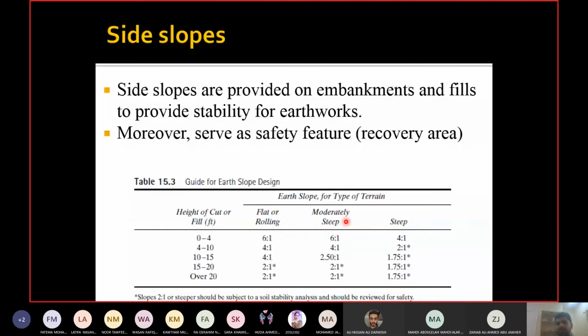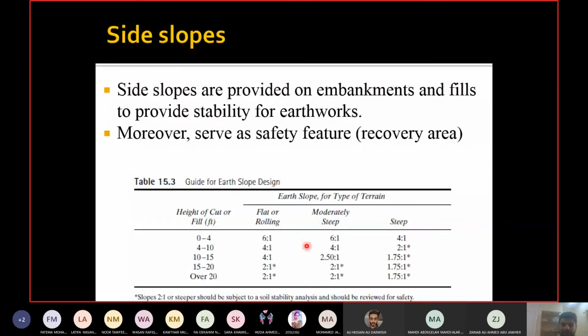But mountainous can be further subdivided into moderately steep and steep. So both of them are mountainous terrains. Both these columns are for mountainous terrains, but mountainous terrains can be subdivided into moderately steep and steep. Now, what effect the height and the terrain is having on the side slope? Let us look at that.